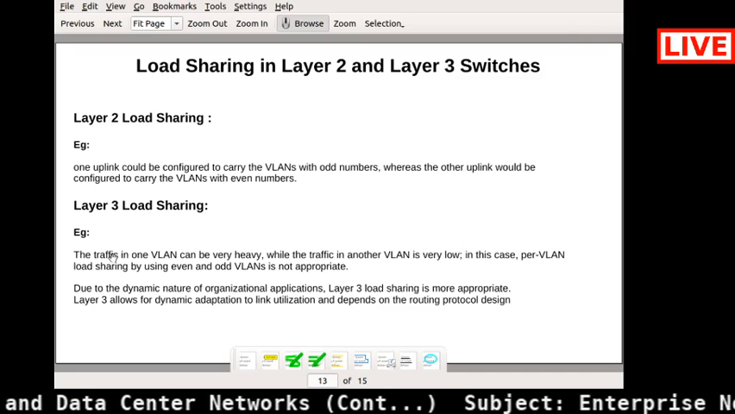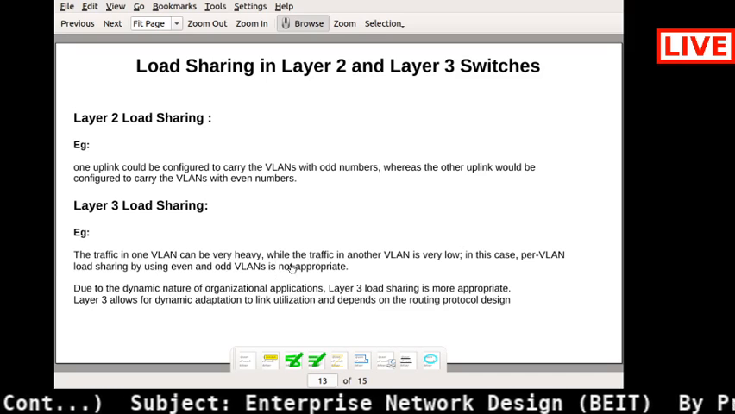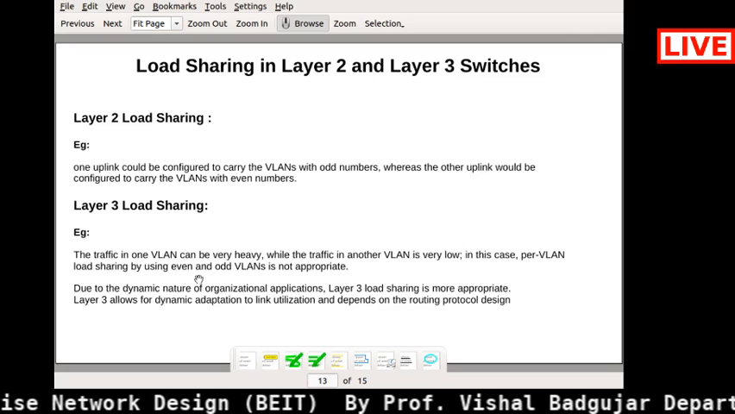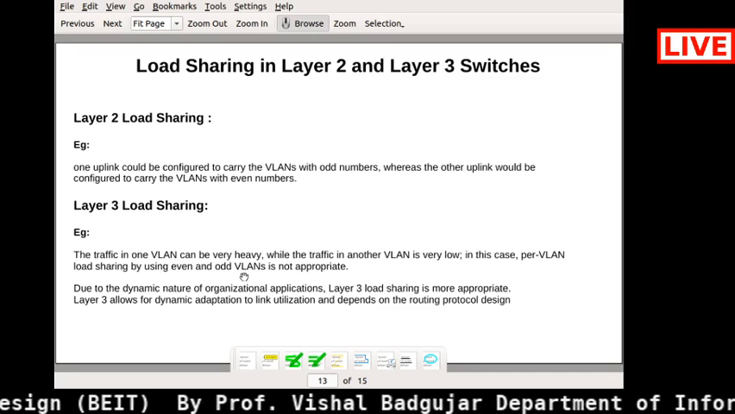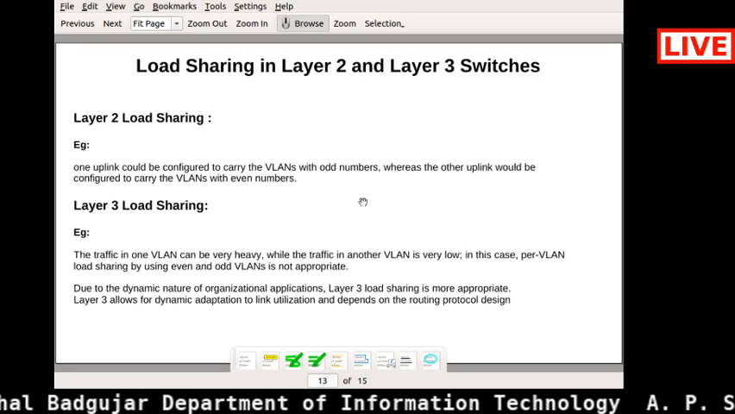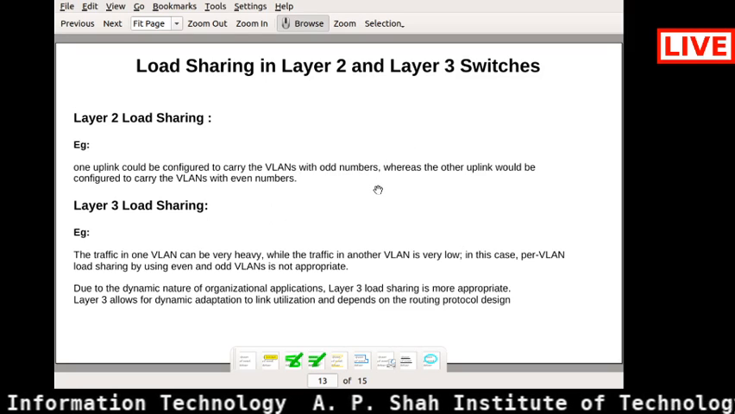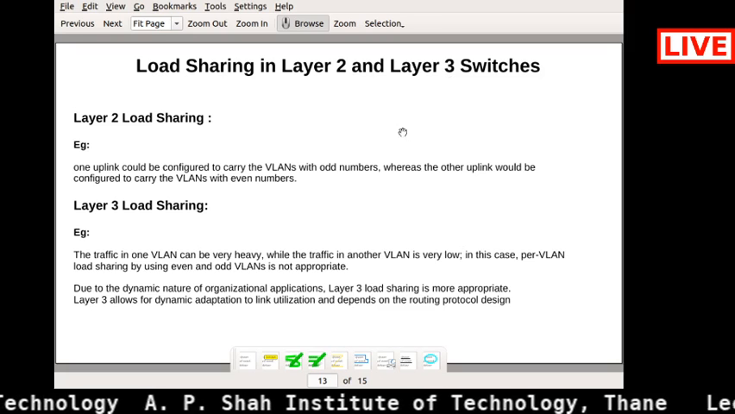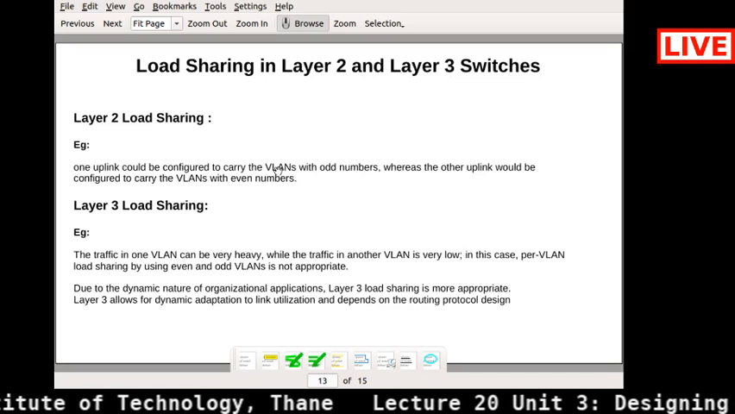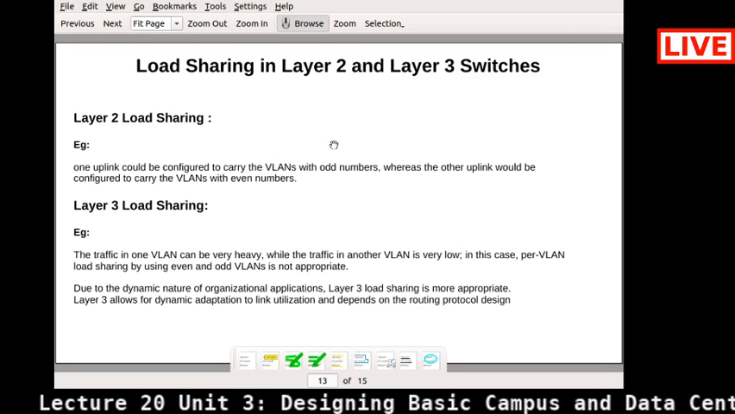With respect to layer 3, the traffic in one VLAN can be very heavy while the traffic in another VLAN is very slow. In this case, per-VLAN load sharing by even and odd VLANs is not appropriate, right? For example, in the layer 2 case, here I am using odd numbers and here I am using even numbers. If the traffic in the odd numbers is very low and in the even numbers it is very heavy, then odd and even VLANs will not be appropriate.